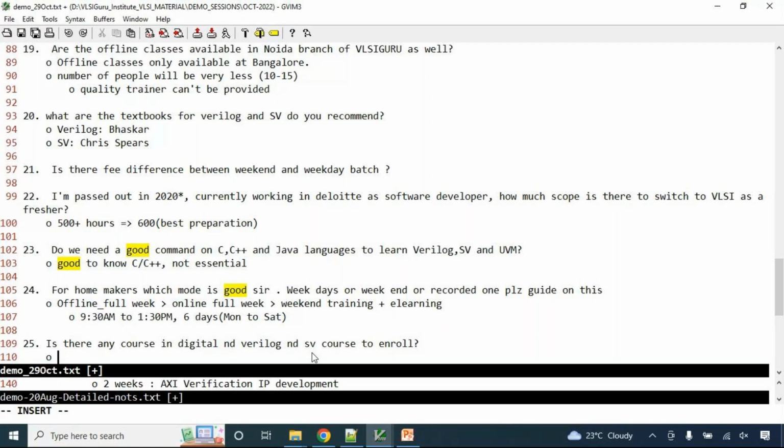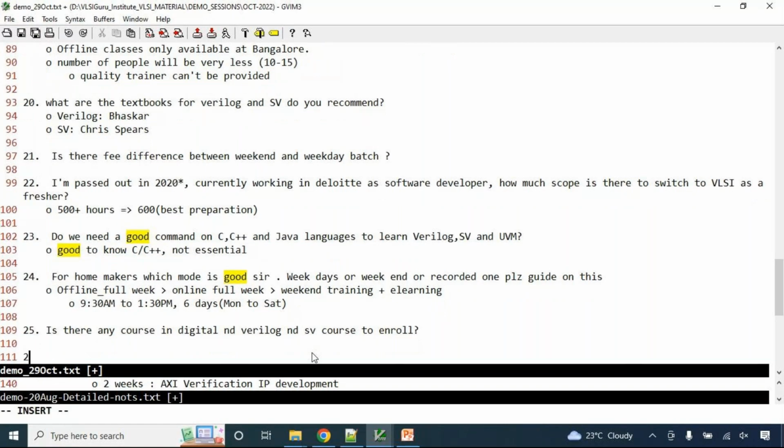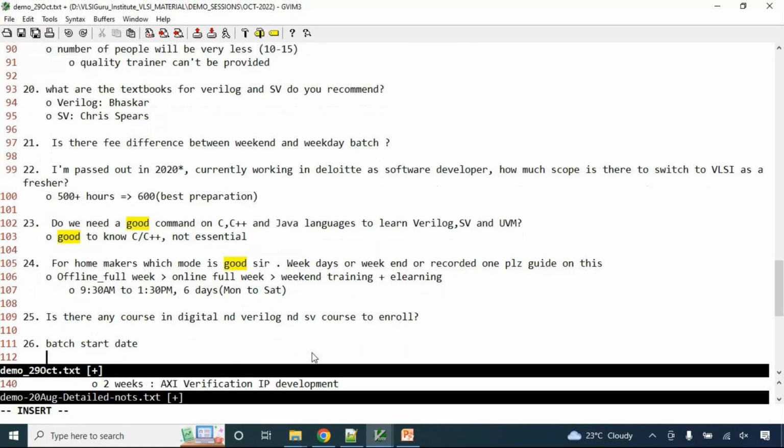Now the question is, when is the next batch starting? The batch starting date is 2nd November, from coming Wednesday. The reason for this many days' gap is that tomorrow there is a demo session for backend. Some initial topics are the same for both the batches. So once it happens, we need to give 2 days time to complete the enrollments, right? Monday and Tuesday. So by Tuesday we close the enrollments. Then from Wednesday onwards the batch starts.